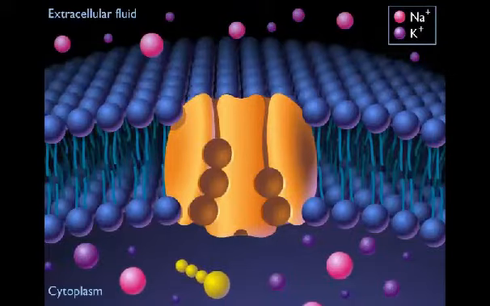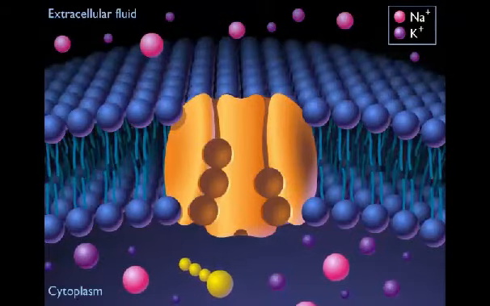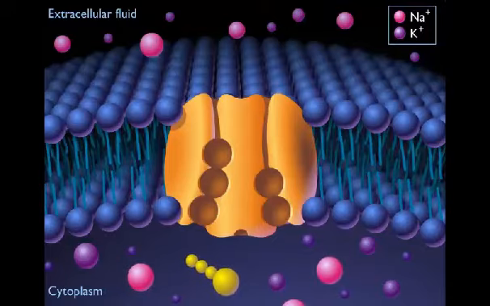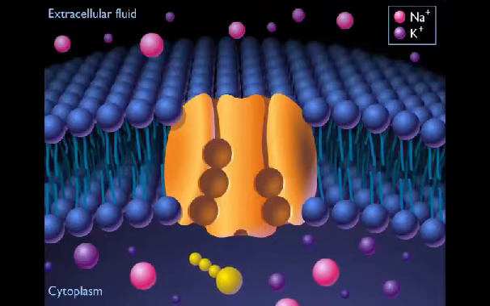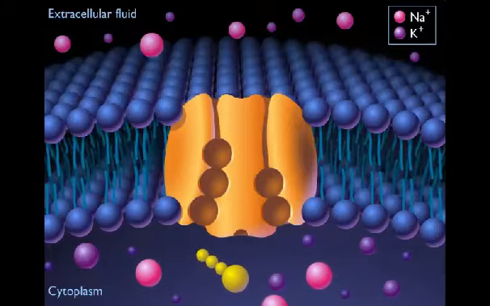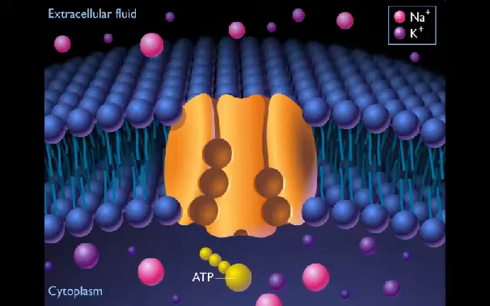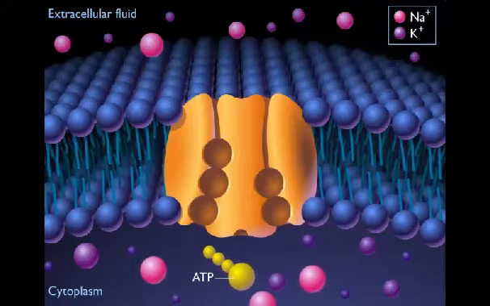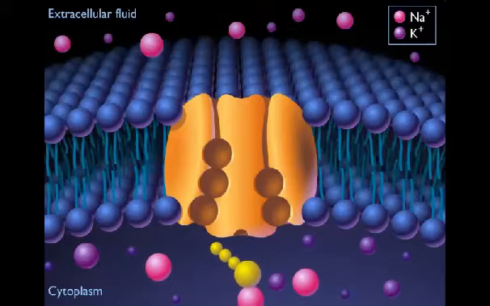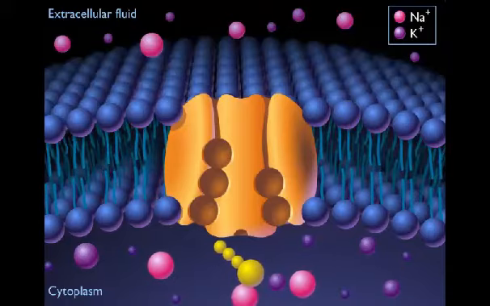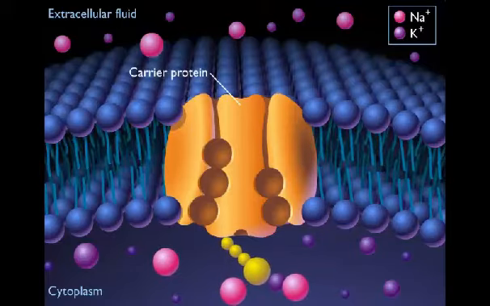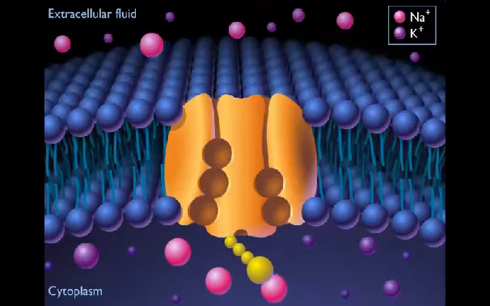The sodium-potassium exchange pump is an example of an active transport process. Active transport processes can move substances against a concentration gradient, and they require energy expenditure in the form of the breakdown of ATP. The sodium-potassium exchange pump moves sodium ions out of the cell and potassium ions into the cell. The carrier protein for sodium-potassium exchange is embedded in the cell membrane.